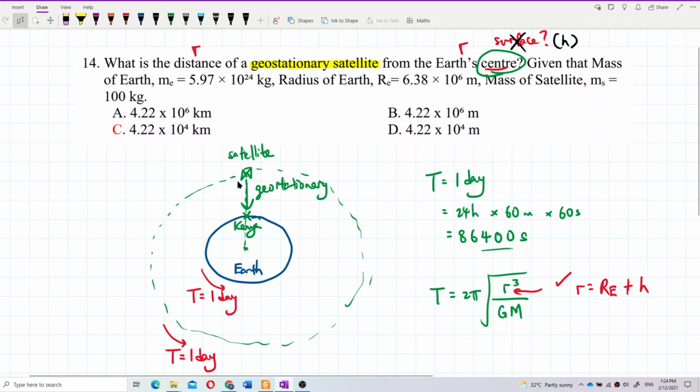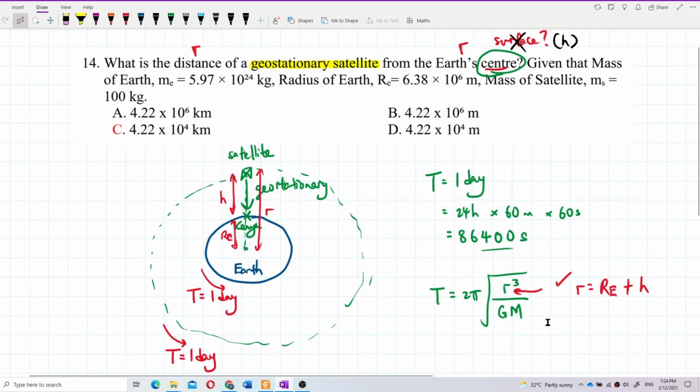I want to draw it out. This is the radius of Earth, and this is the H. Understand? Here is the H. The R is the whole thing. But we don't need to bother about the H. From this equation we can directly find the R.